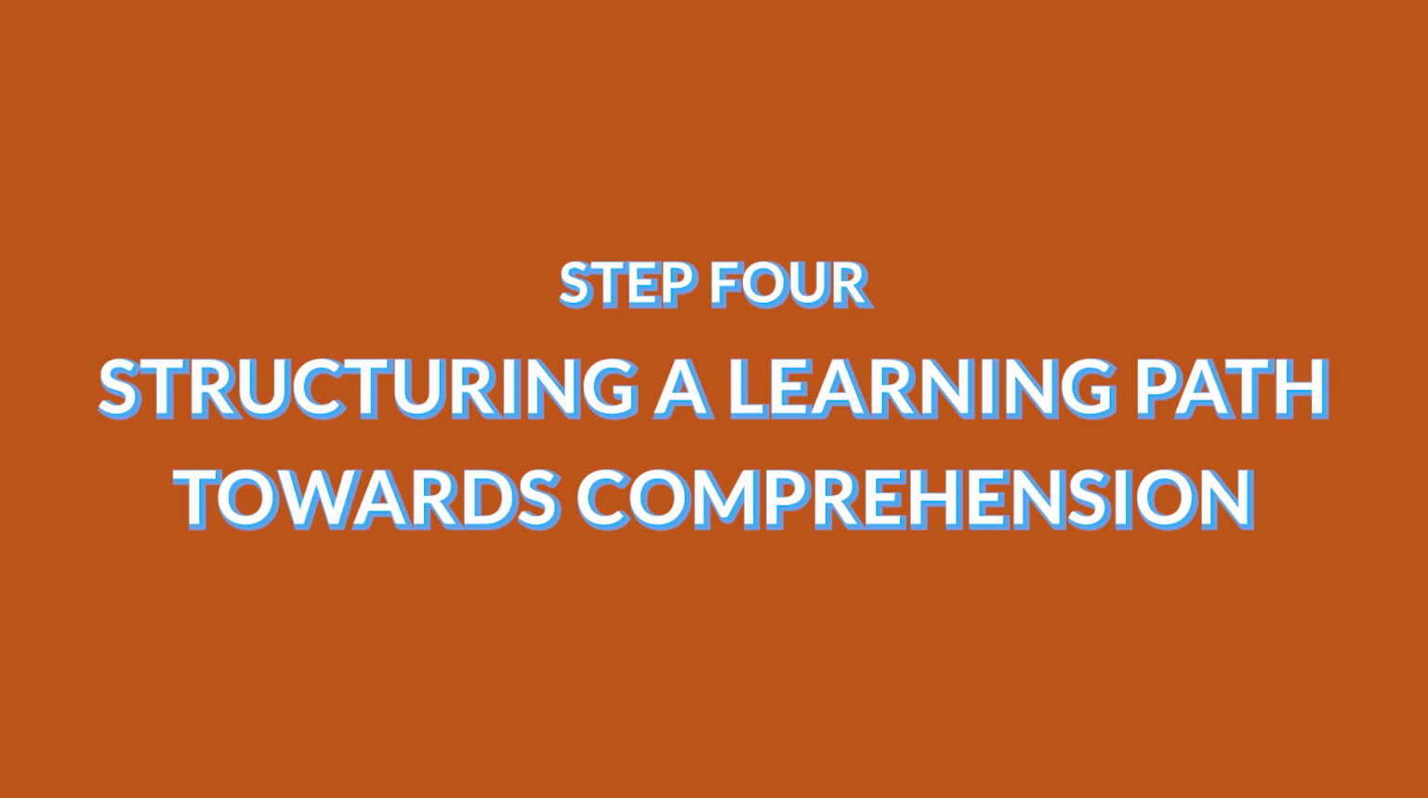Step 4, structuring a learning path towards comprehension. This is the step in which we're creating that logical structure. Basically, you're creating your outline at this point. So that's great, but how do we build that path? How do we build that logical path to learning?